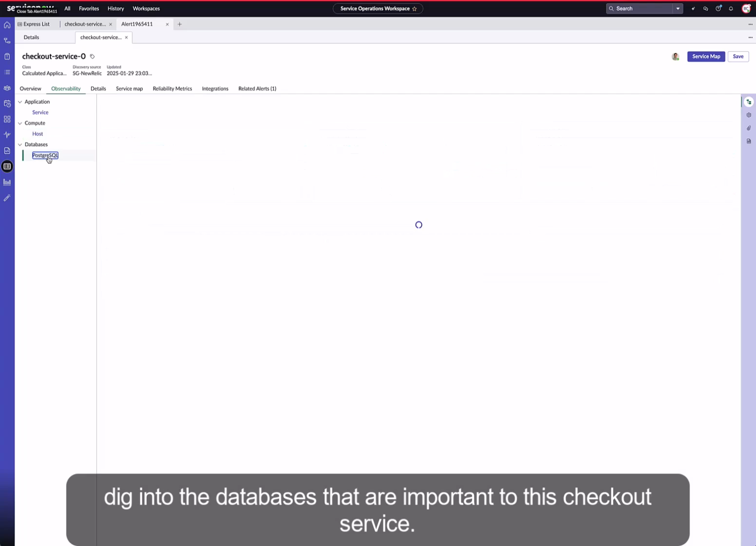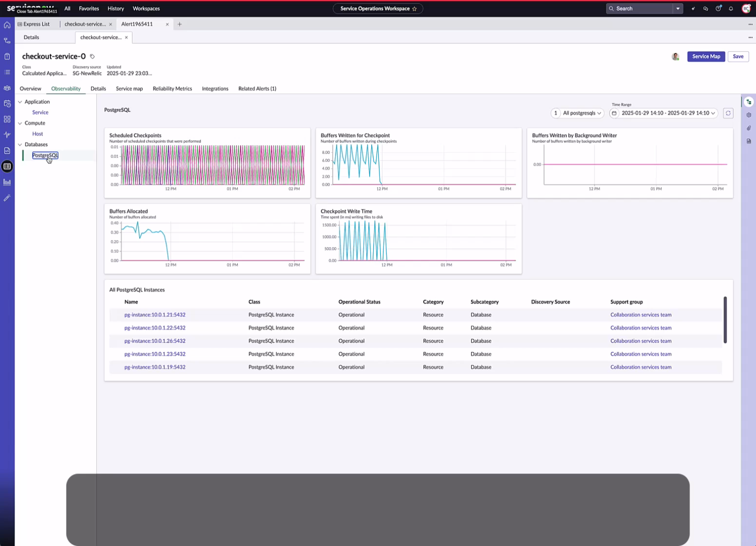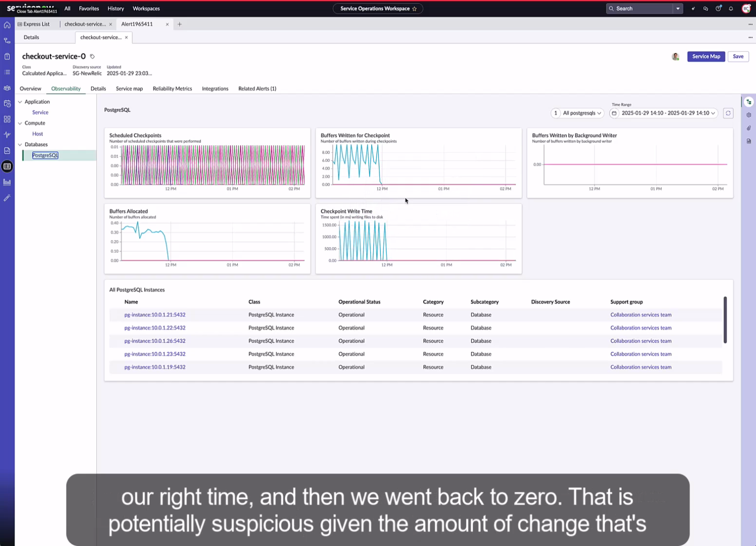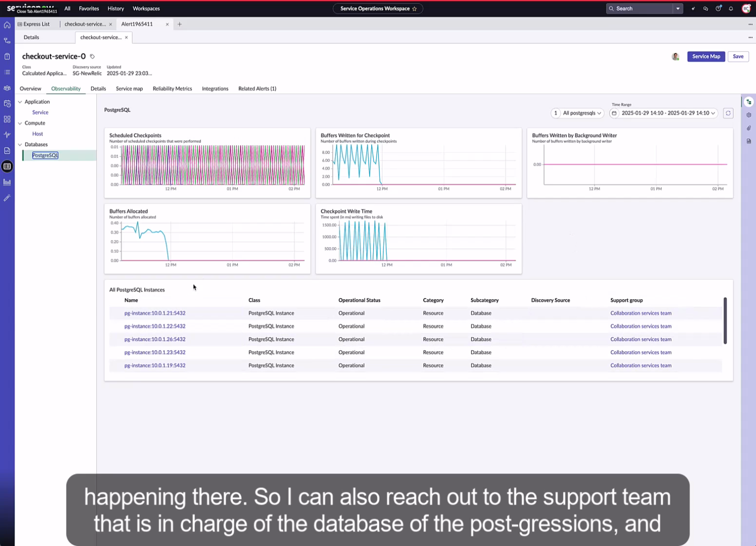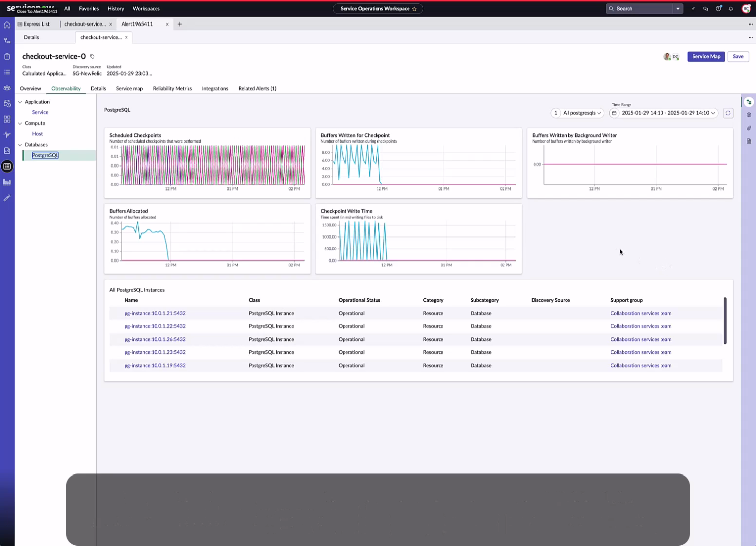I can also dig into the databases that are important to this checkout service. Again, this is data coming directly from our APM, and it looks like there were recently a lot of spikes occurring on our write time, and then we went back to 0. That is potentially suspicious given the amount of change that's happening there. So I can also reach out to the support team in charge of the database, the Postgres instances supporting this checkout service, with this evidence and get them to jump in and help remediate.